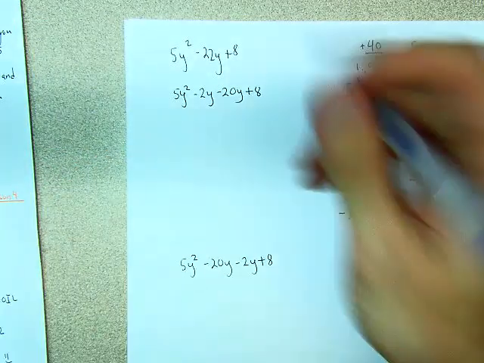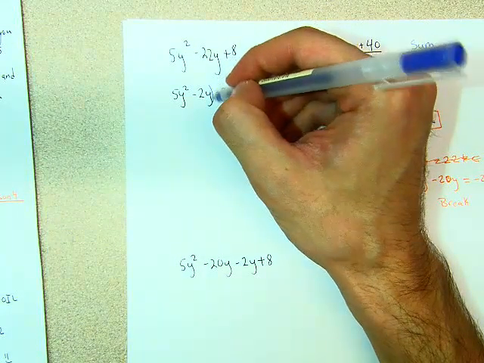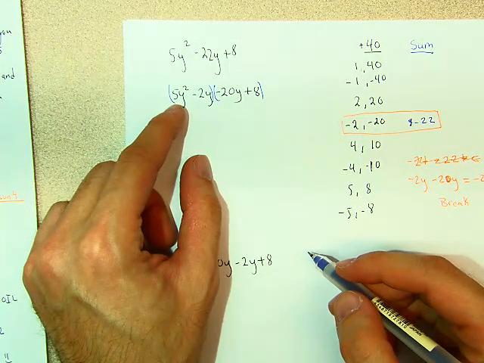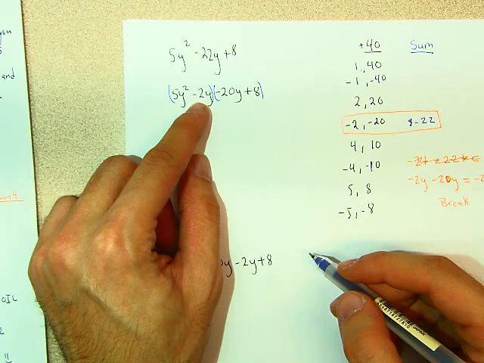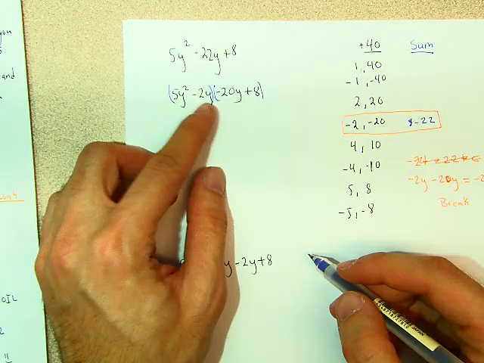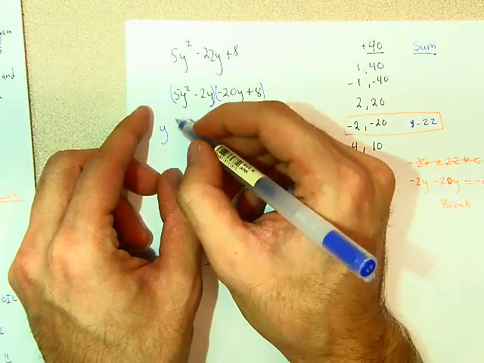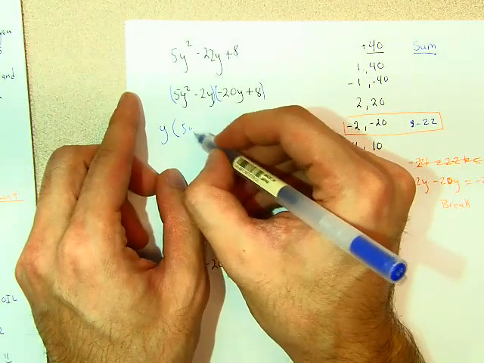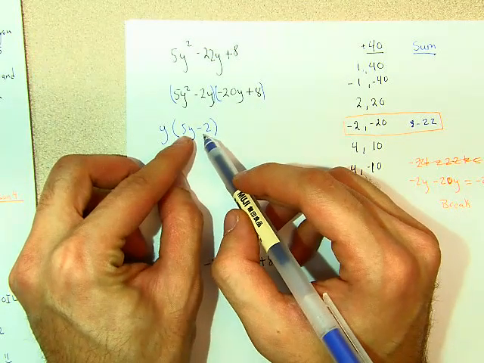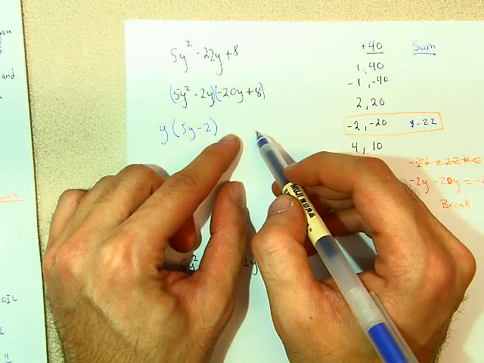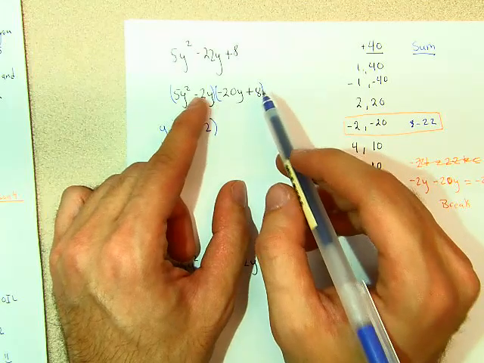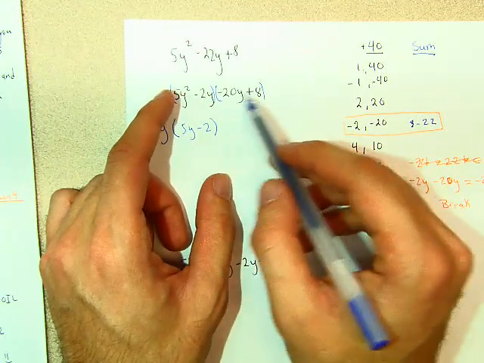What's the first move? You factor by grouping. So you do parentheses, parentheses, parentheses, parentheses. Yeah? So what is the GCF of 5 and 2? It is 1, so you don't take anything out. The GCF of y squared and y is just y. And if you were to factor out y, you get 5y minus 2.